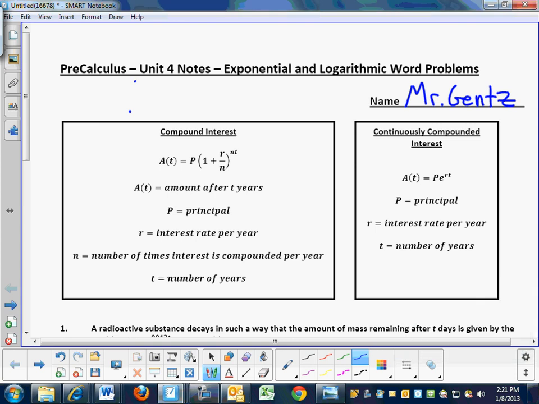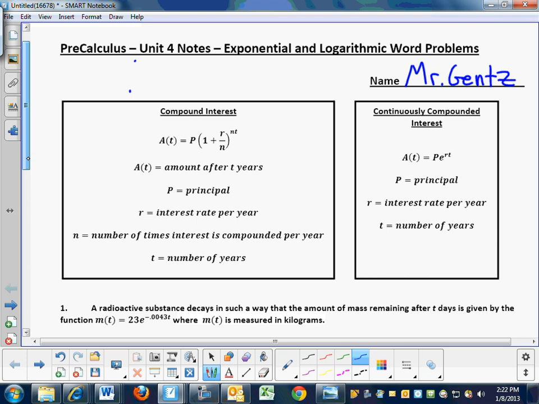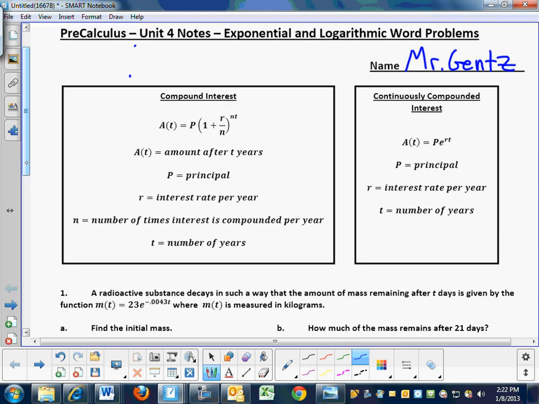Okay, this is the last section of your notes. I forgot to staple this to the original one. I forgot to even hand this out. So this is the last content for the day, or for the unit.